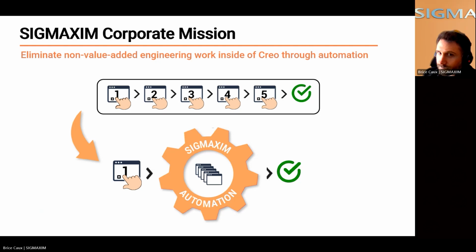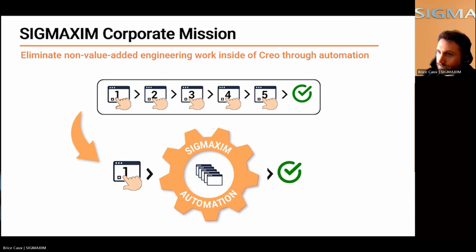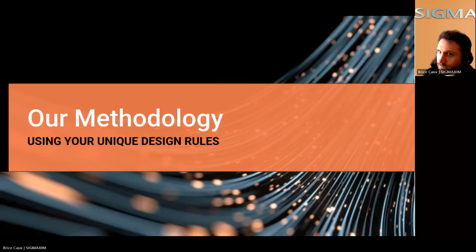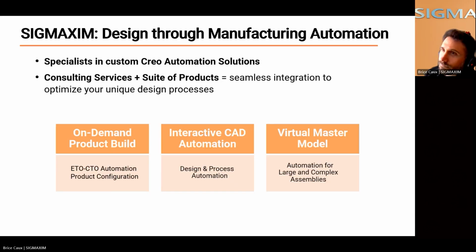So again, SIGMAXIM specializes in Creo automation, and the way we look at that is as eliminating non-value added engineering work in Creo through automation. So what we do is we take what normally takes an engineer multiple steps to do, all those picks and clicks, and we put all that knowledge into an application that does the same thing with fewer steps. So not only does this optimize your design process, but it results in far fewer errors and faster time to market.